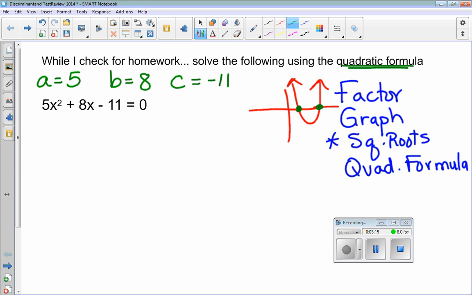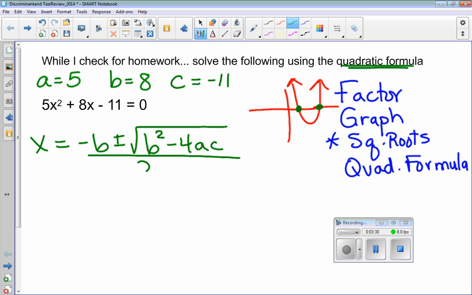I'm now going to plug them into the formula. x equals negative b plus or minus the square root of b squared minus 4ac, all over 2a. This is something everybody should write down, because if you don't know what the formula is, how are you going to know how to solve it? So that's what we need to know. You need to know the quadratic formula.